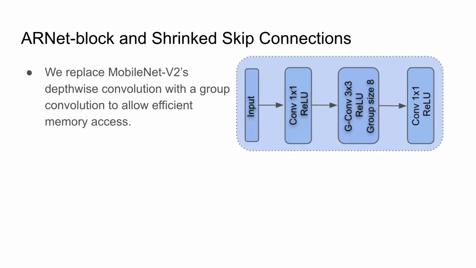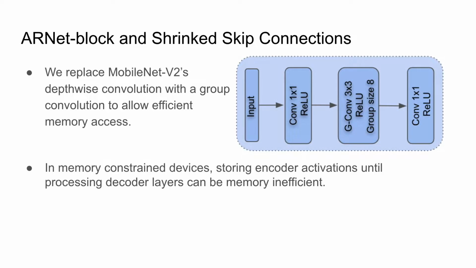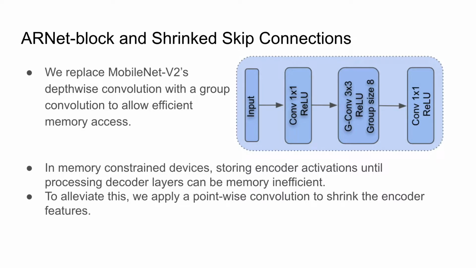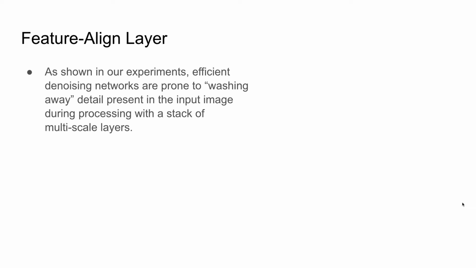In these memory-constrained devices, the skip connections are quite expensive because they store features from the encoding to the decoding. And the maximum memory activation is important because if the maximum memory activation is too high, that will cause a DRAM spill, in which a DRAM access is more expensive than SRAM access. So to limit the maximum memory activation of our network's forward pass, we shrink these skip connections with a point-wise convolution.